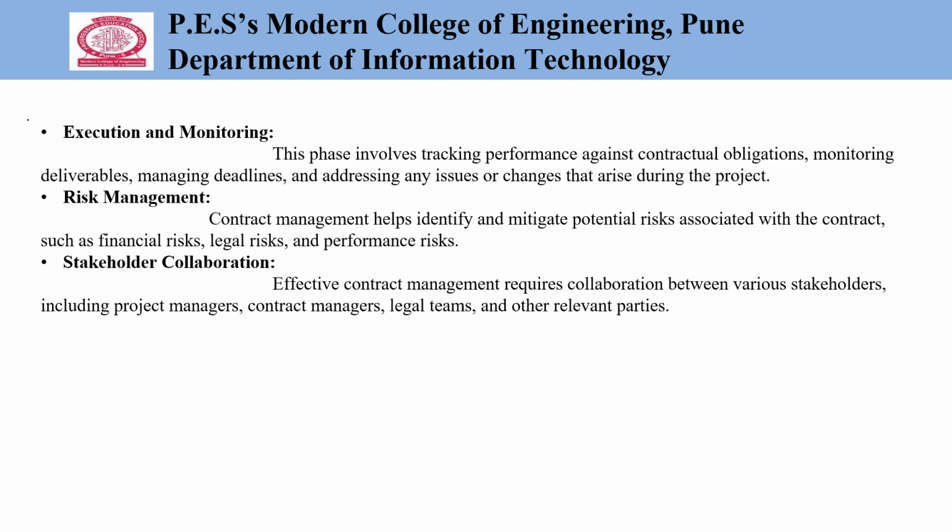Okay. Now the second one, risk management. Contract management helps identify and mitigate potential risks associated with the contract, such as financial risk, legal risk, and performance risk. Risk is given in three terms. Financial risk is related to your budget. Legal risk means it has contract-based papers, related to the paperwork. And performance means whatever projects we are going to do, it will give some analysis and performance according to the customer requirements.